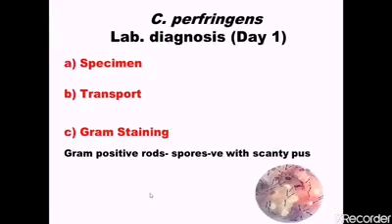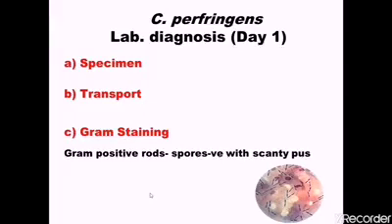Lab diagnosis of Clostridium perfringens, day 1. You can take wound exudates, excised or necrosed tissue as a specimen. Robertson cooked medium or thioglycolate broth, both can be used as an anaerobic transport media as well.